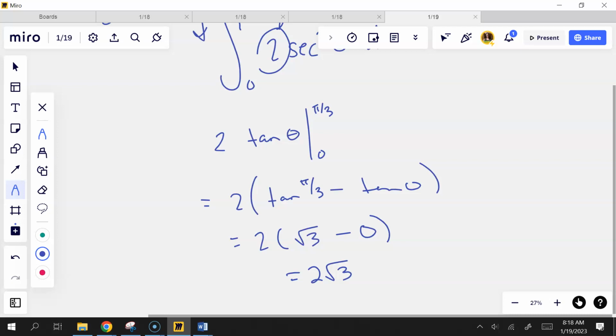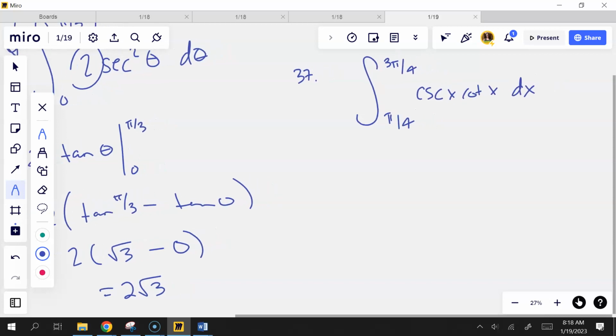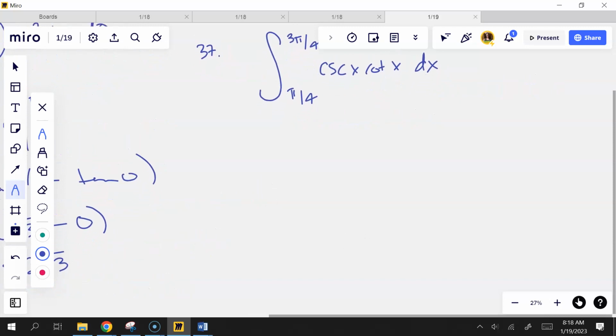Y'all said another one. 37. The integral from pi over 4 to 3 pi over 4 cosecant x cotangent x dx. Antiderivative there would be negative cosecant x evaluated from pi over 4 to 3 pi over 4, which would be negative cosecant 3 pi over 4 minus negative cosecant pi over 4.